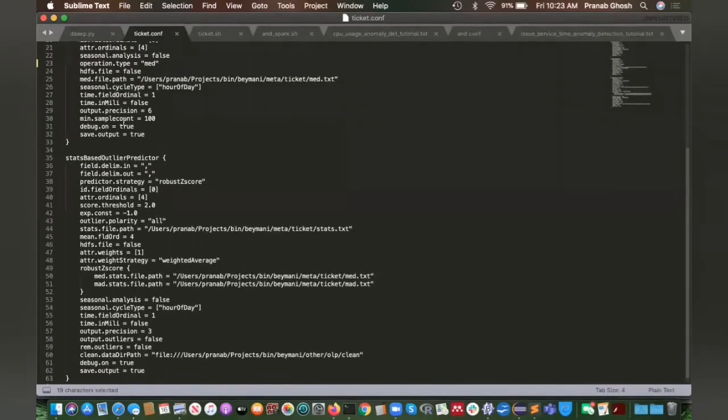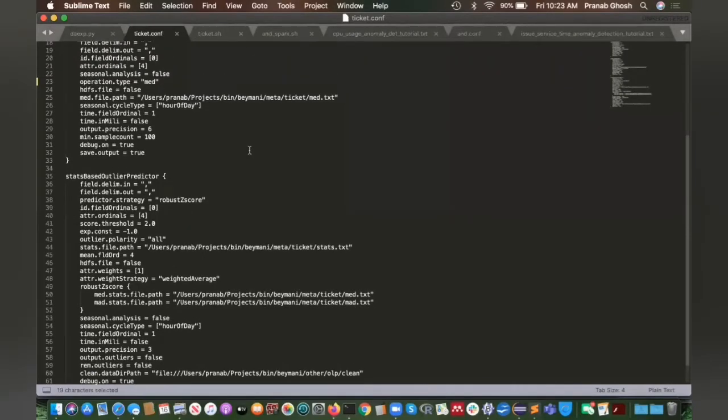And then there is a parameter, the minimum sample count. This job will require at least that many data points to run. If you don't have 100, then it'll just throw an exception and quit.